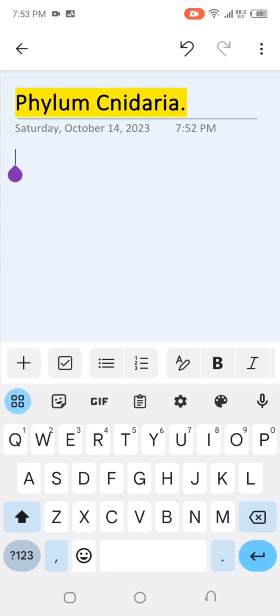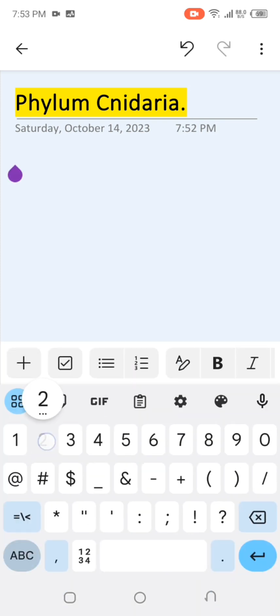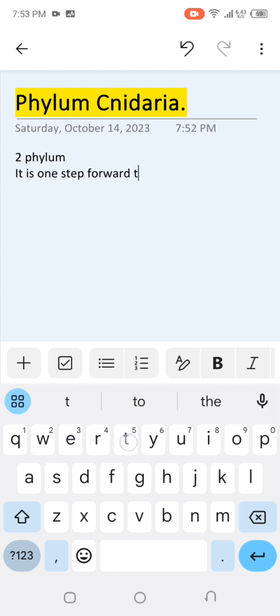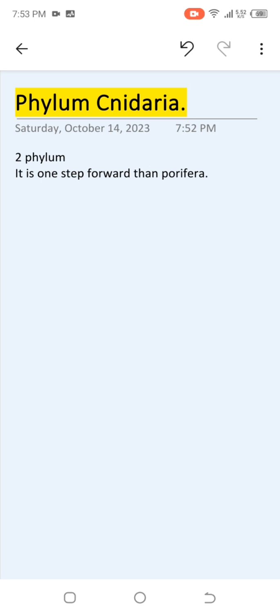So let's discuss phylum Cnidaria, as last time we discussed phylum Porifera. Phylum Cnidaria is the second phylum, and it is one step forward than Porifera. In Porifera, which was sponges, holes were present in their whole body. But Cnidaria is one step forward, meaning their cells are organized into contractile tissues.